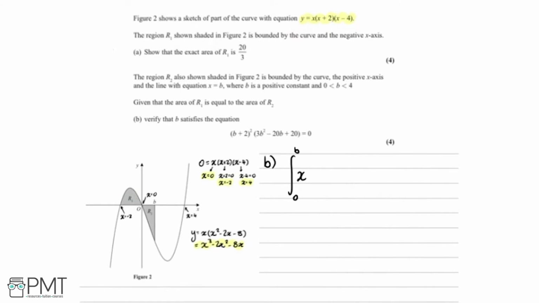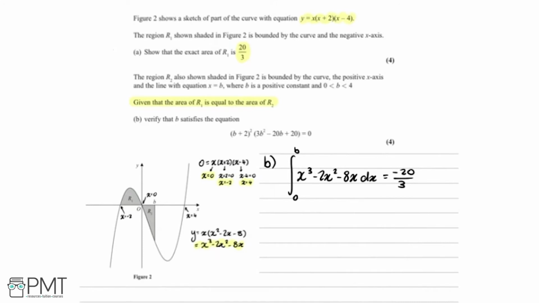So we're going to integrate x to the power of 3 minus 2x squared minus 8x with respect to x. Key part here is that the area of R1 is equal to the area of R2. Because we know the area of R1 is 20 over 3, we could be tempted to put that this equals 20 over 3. However, we need to be careful because that's not actually the case. R1 is above the x-axis, so when we find the area under the curve, the integral evaluates to be positive. However, R2, whilst the physical area is 20 over 3, is below the x-axis, so it's actually going to be negative. So this will evaluate to minus 20 over 3.